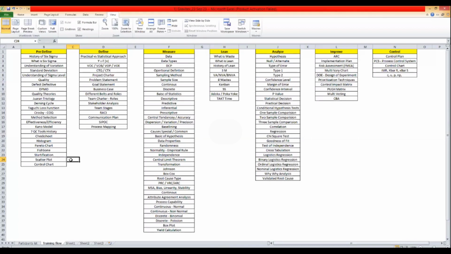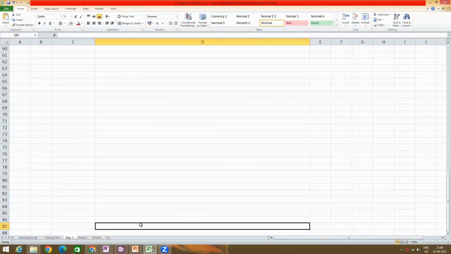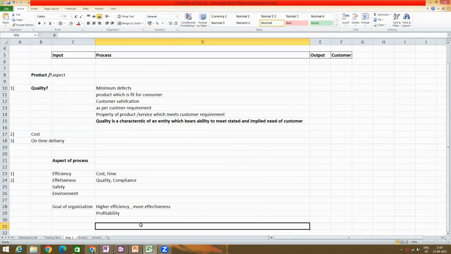Then we'll understand the Define phase of DMAIC. This is the entire Define, Measure, Analyze, Improve, and Control. So the most important aspect of the goal of an organization, which becomes the major thing, is profit equals revenue minus cost.